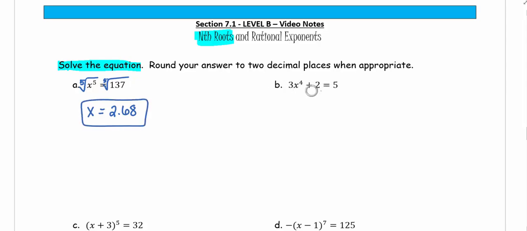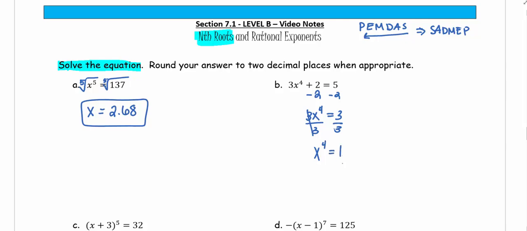Part B has a few more steps though. That was just like a one-step equation. To help us stay organized, I want you to remember your order of operations. However, I also want you to remember that when you're solving, you need to go backwards. So maybe we should use SADMEP, if you will, to help keep yourself organized. The first thing you ask yourself: can I subtract anything? Yes, I can. Minus 2, minus 2. So I have 3x to the fourth equals 3. Then: can I divide or multiply anything? Yes, I can divide by 3. So x to the fourth equals 1.